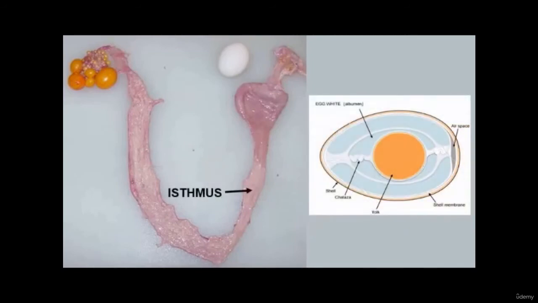The next part of the assembly line is the isthmus. This is where the shell membranes are added. There is an inner and outer shell membrane. The yolk remains here for about 75 minutes.